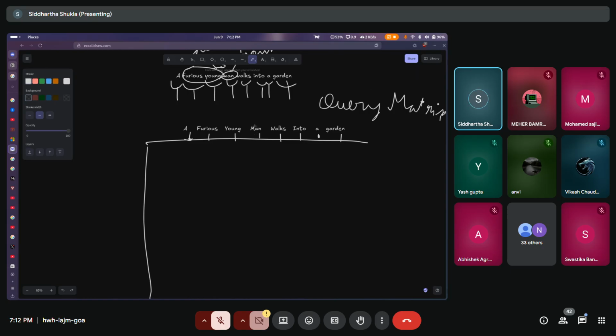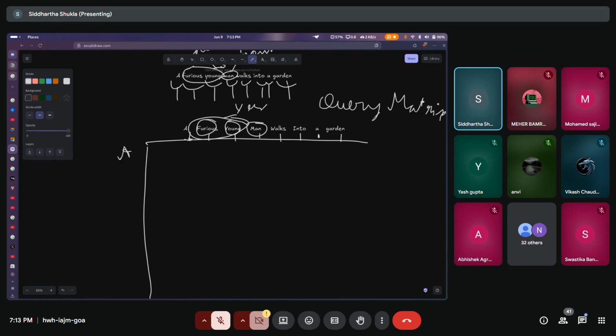In the case of this sentence, the query matrix is basically going to have this man token ask a question about whether there is an adjective in front of it, and then furious and young are going to respond yes, there is, we are the adjectives in front of man.